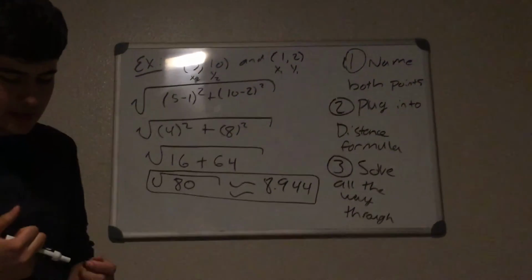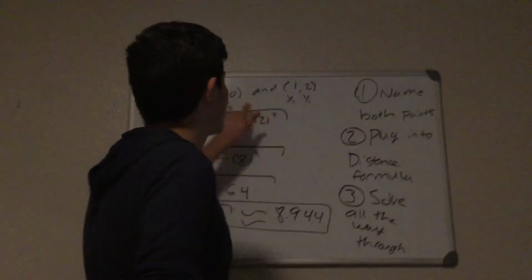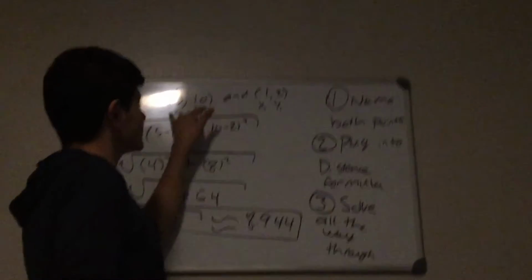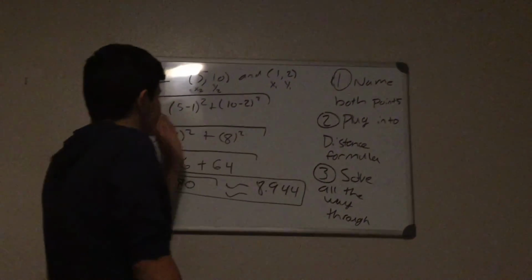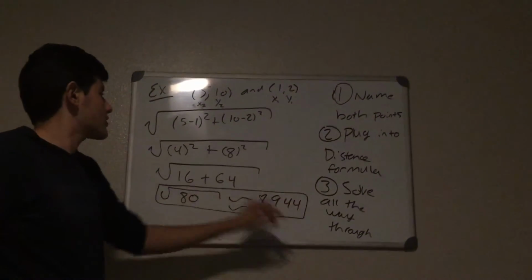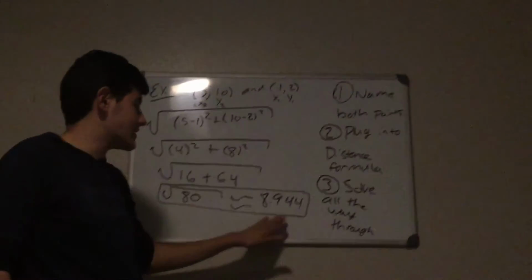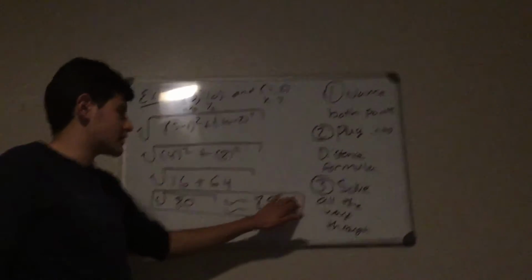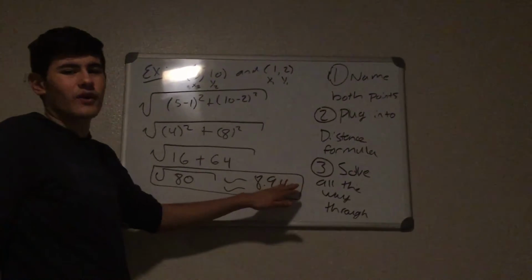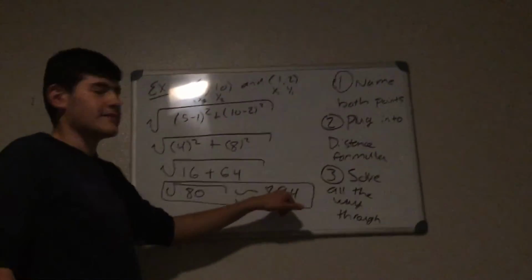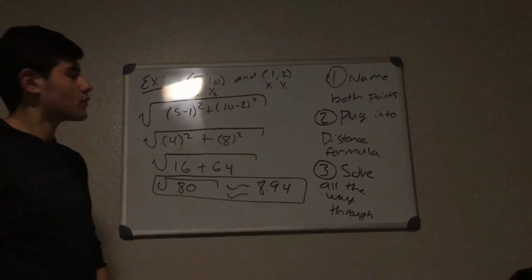Just a quick run through the steps, to make sure you understand them. We named both points. We did that. x2 stays with y2, x1 stayed with y1. We're solid. Plug into the distance formula. We did that here. And then we just solved all the way through. And then we simplified with our calculator. Again, this is an estimate. I rounded to the nearest hundredth. There we go. The reason I erased the 4 is because 4 keeps it the same. If it was 5 or higher, this 4 would have gone up. Just basic rules of rounding.